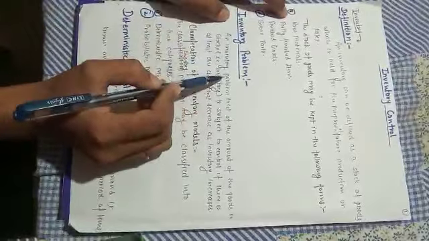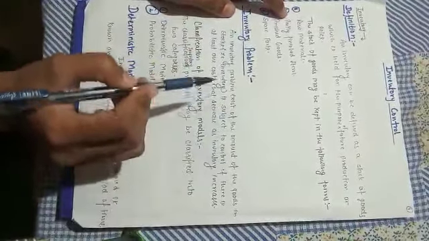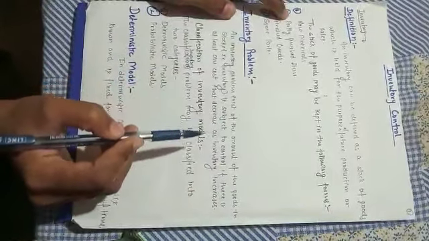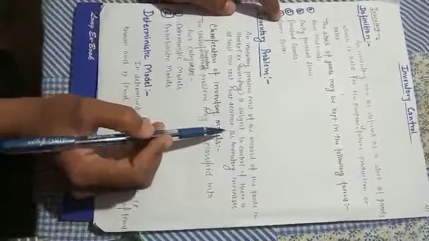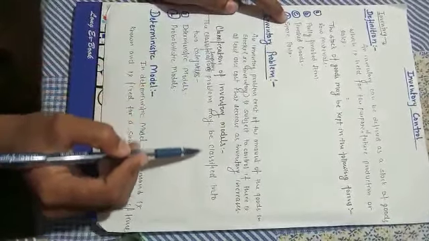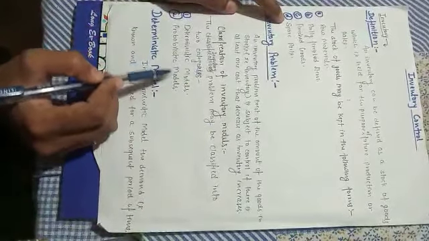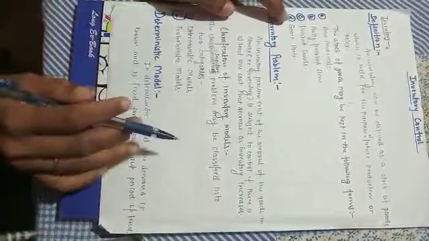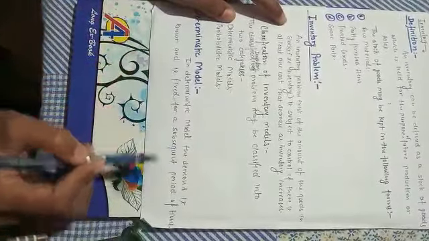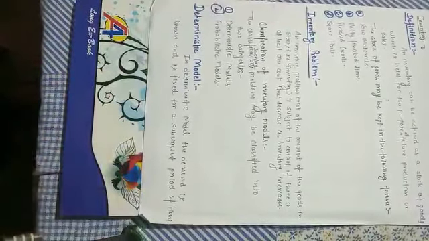Now, inventory problem. An inventory problem exists if the amount of goods in stock is subject to control and if there is at least one cost that decreases as inventory increases. Now, classification of inventory models. The inventory problem may be classified into two categories. First is the deterministic model and second is the probabilistic model. Deterministic model: in the deterministic model, the demand is known and is fixed for the subsequent period of time.